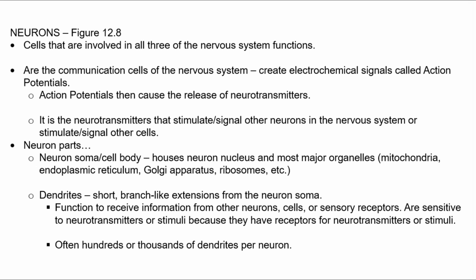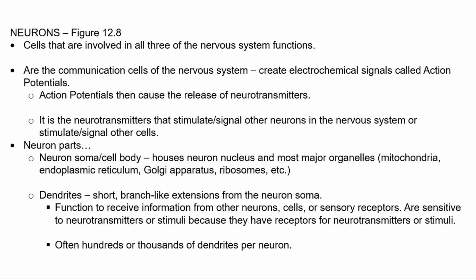The first of such extensions are the dendrites. These are short, branch-like structures that protrude from the neuron soma. They function to receive information from other neurons, other cells, or sensory receptors in the body. They are sensitive to neurotransmitters released by other neurons, or they are sensitive to various stimuli due to the presence of receptors for those neurotransmitters or for those stimuli.